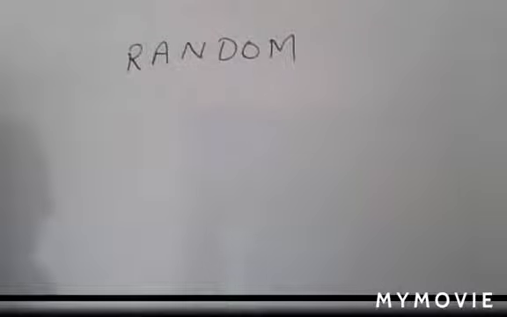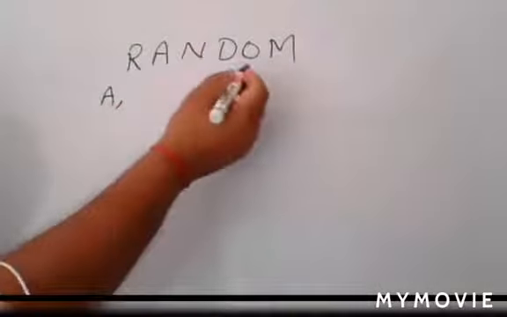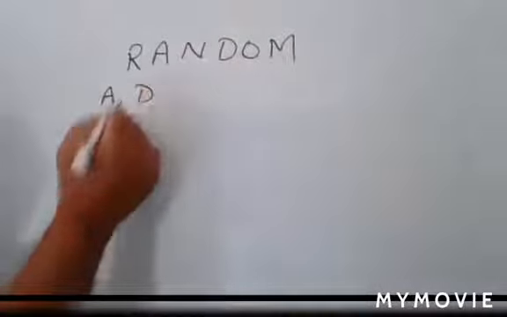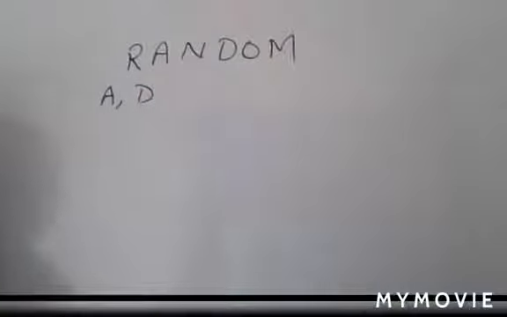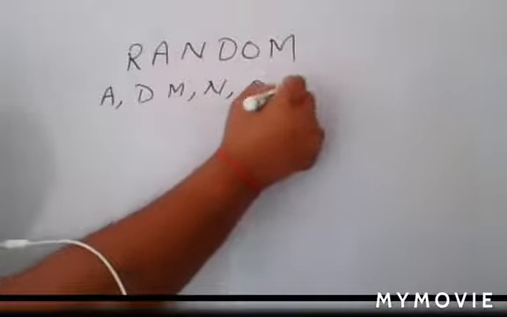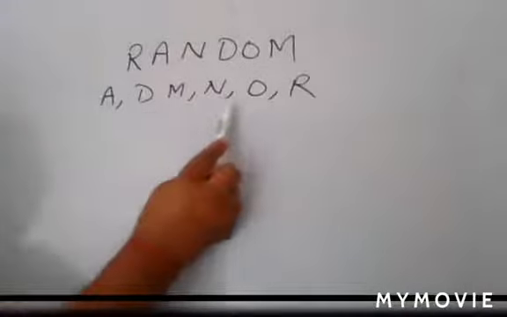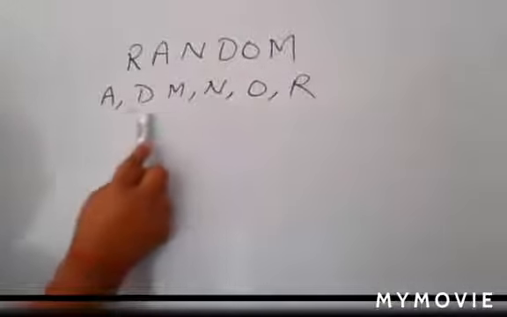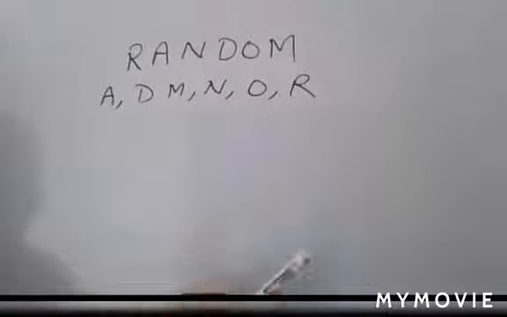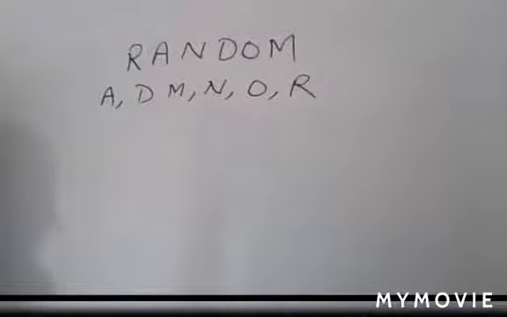First of all, you try to arrange all the letters in ascending order. So just write it. Your first letter is A, then D, then M, N, O, and R. Check all the letters very carefully: are there any letters which are repeated? No, all are distinct here, okay?